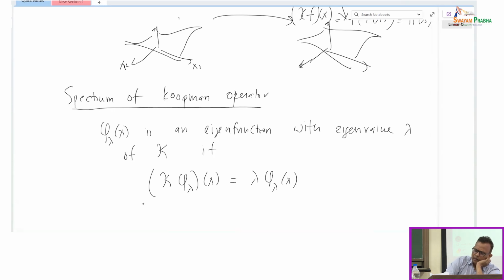But this is a definition. This is the definition of the eigenfunction with eigenvalue lambda. And the other part is that there are infinitely many of them. I don't want to spend too much time on that. I think this is a good point to break, because after this I'm going to do some examples of this Koopman operator and so on.